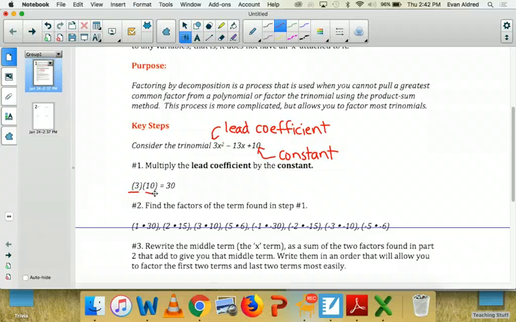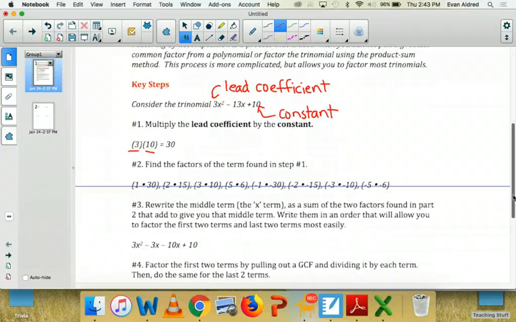So for positive 30, there's positive 1 and positive 30, positive 2 and positive 15, positive 3 and positive 10, positive 5 and positive 6. And some people stop there, but don't forget that a negative multiplied by a negative will equal a positive. So negative 1 and negative 30 are also factors of positive 30. Negative 2 and negative 15 are also factors of positive 30. Same with negative 3 and negative 10, and negative 5 and negative 6. So in total, you have 8 factors for the number positive 30.